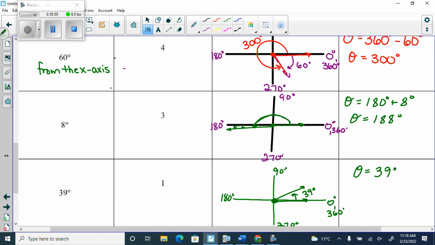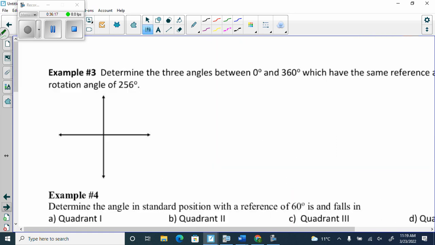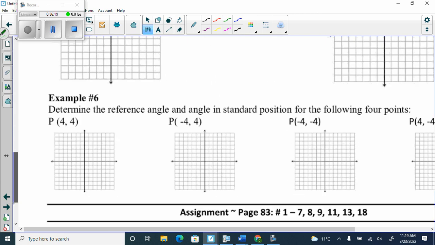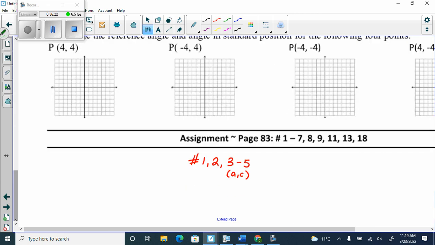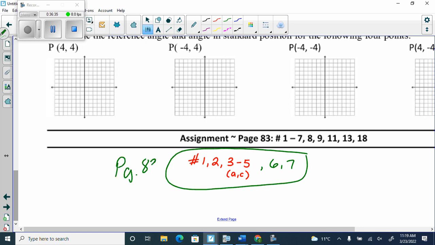Okay? So I'm going to add to your homework. The stuff I assigned was homework. This is the rest of the homework. So 1, 2, 3, 4, 5, 6, and 7. So 6 and 7 are the add-ons.